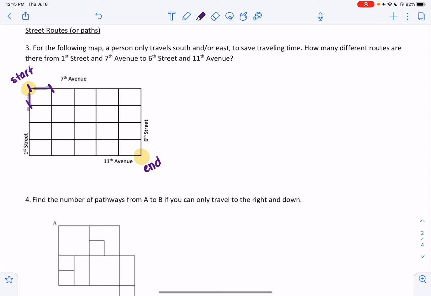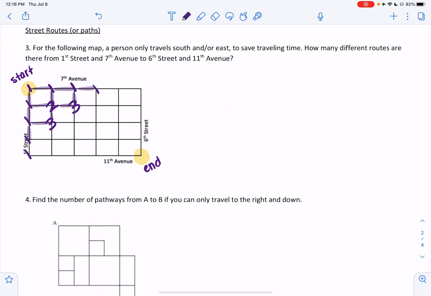Again, you can start to see Pascal's triangle forming. From this spot, I could go down or to the side. From here, I could go down or to the side. So one way to get here, one way to get here, and 1 plus 1 is 2. I'm just going to continue in the same way. So I could go down or to the side. So 1 plus 2 is 3, 2 plus 1 is 3, and 1. I'm just going to continue.